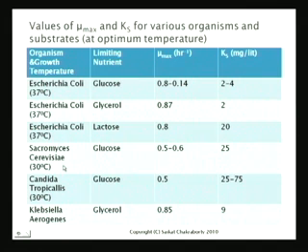And Saccharomyces cerevisiae, which is a yeast, if you're using glucose to grow that, the mu max is 0.5 to 0.6 and Ks is 25. And Candida tropicalis, if you're growing with glucose, the mu max is 0.5 and Ks varies between 25 and 75. And Klebsiella aerogenes, if you're using glycerol, then mu max is 0.85 and Ks is 0.9.